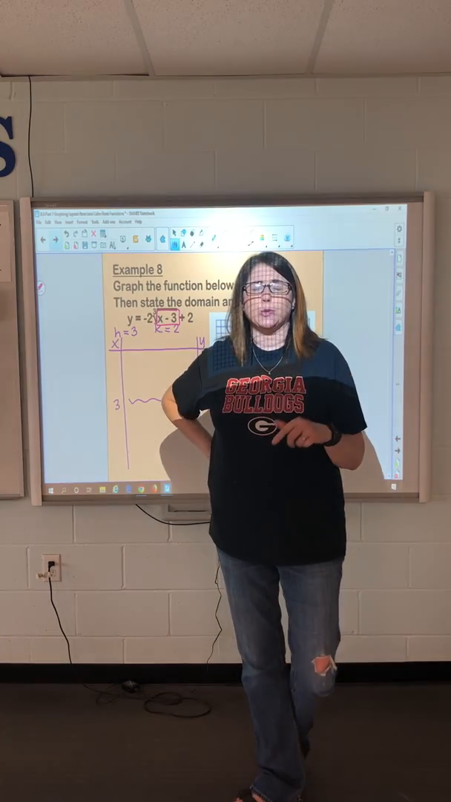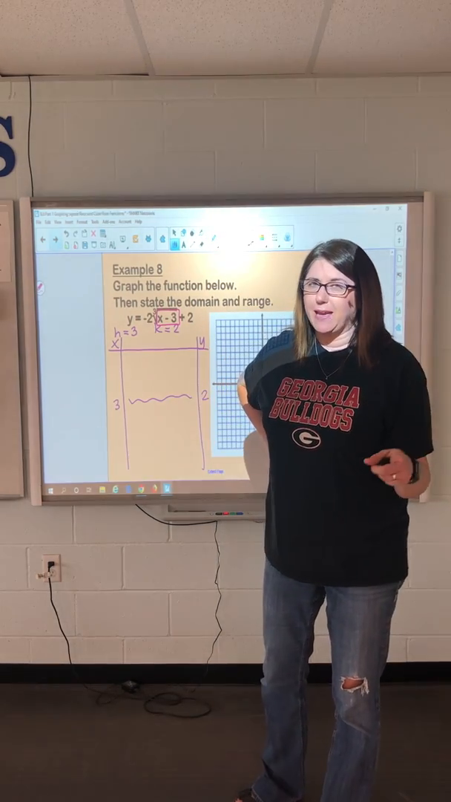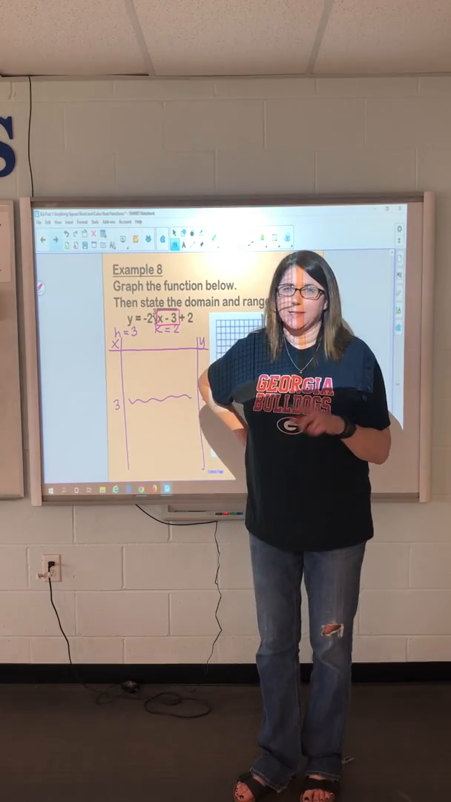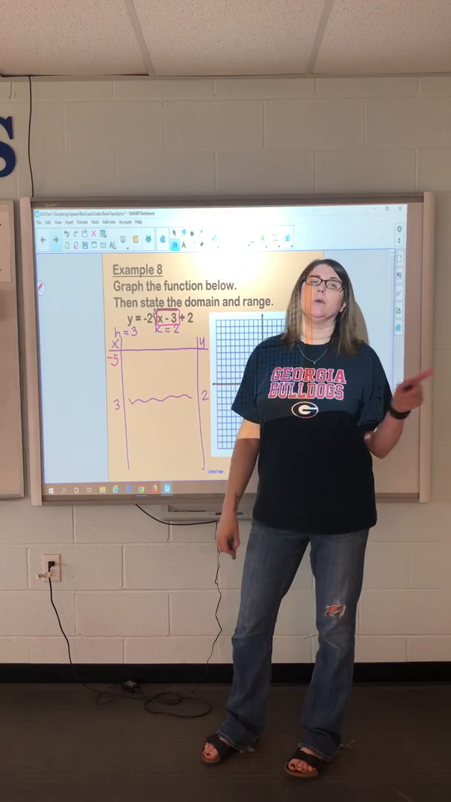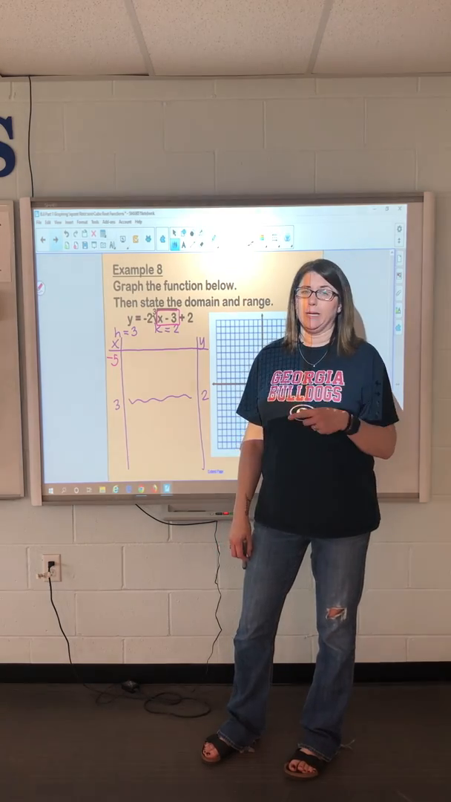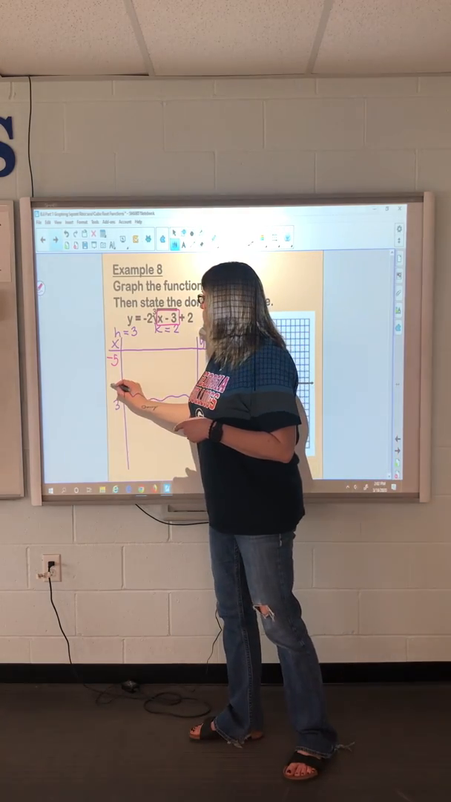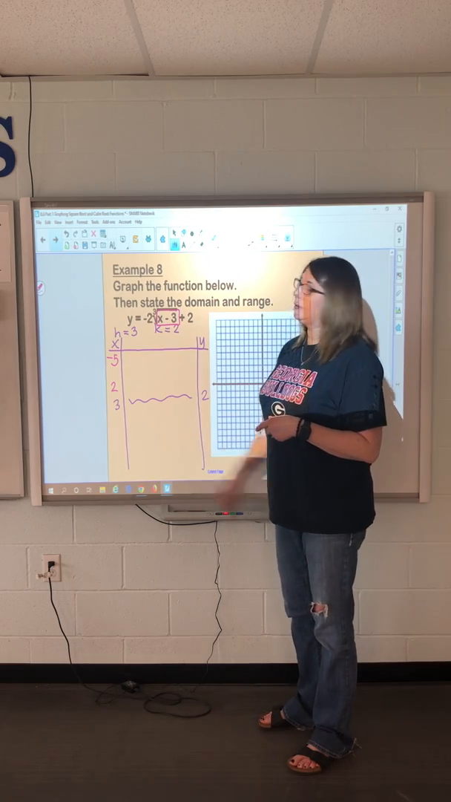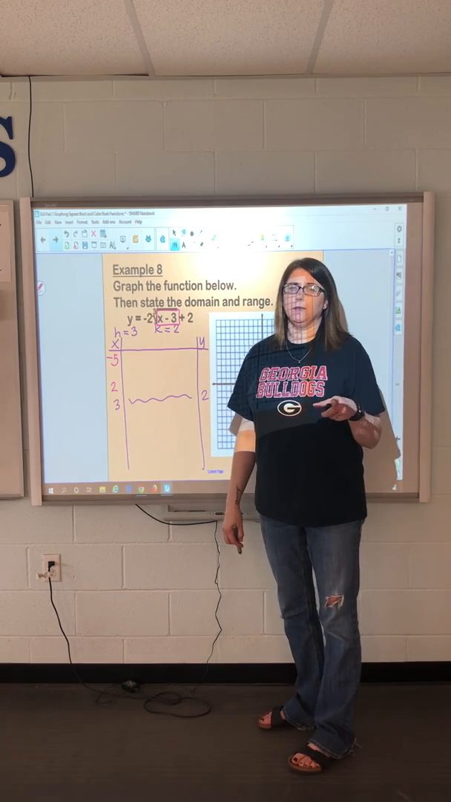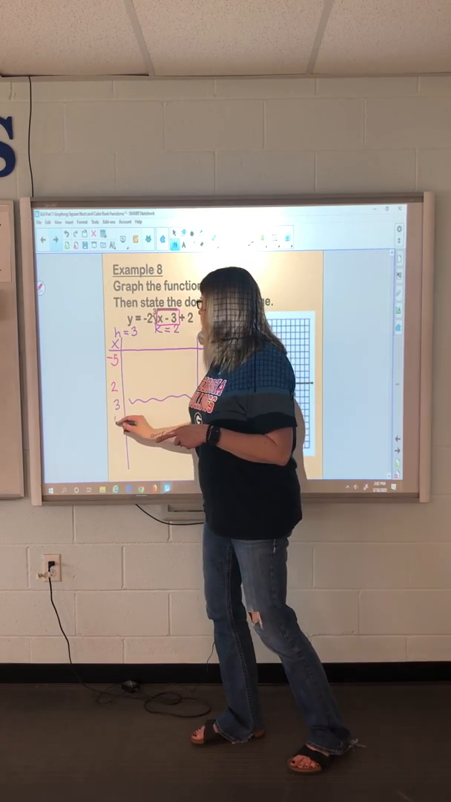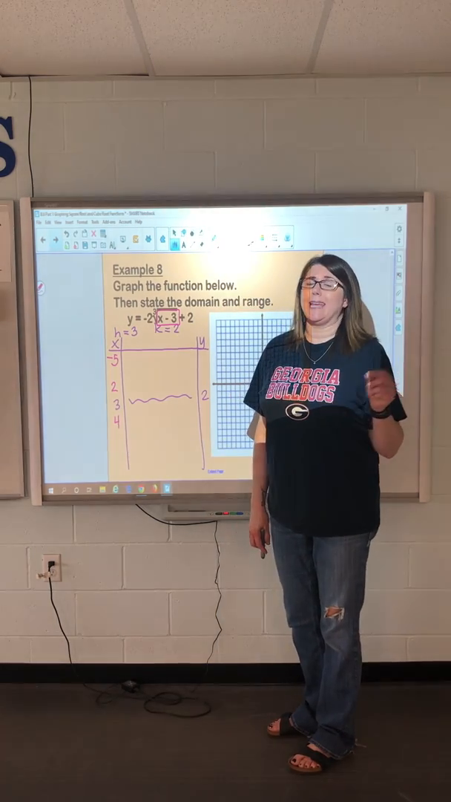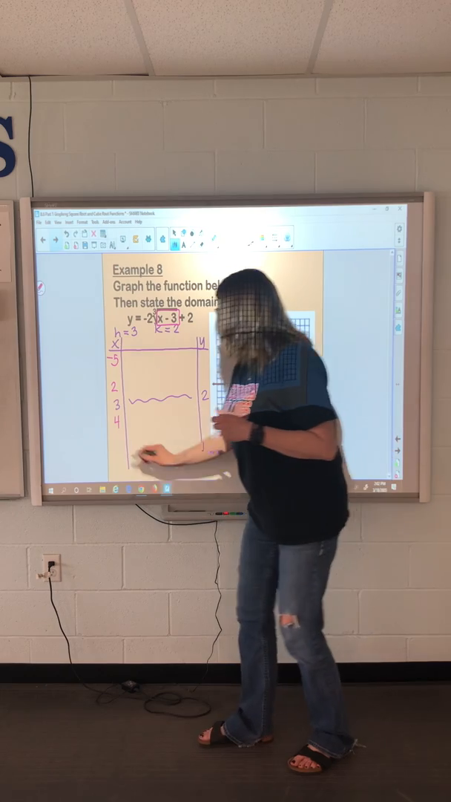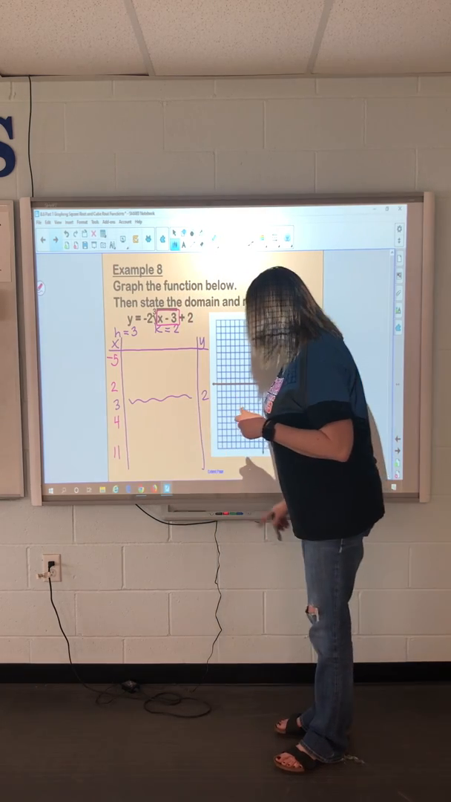So x minus 3 equals negative 8. If I add 3 to both sides, I get negative 5. x minus 3 equals negative 1. If I add 3 to both sides, I get 2. x minus 3 is equal to positive 1. If I add 3 to both sides, I get 4. And lastly, x minus 3 is equal to 8, and if I add 3 to both sides, I get 11.